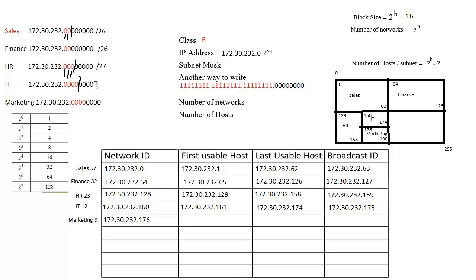The CIDR for the IT department will be changed. So how many bits are we using for network now? Here is 24 bits and here 4 bits, so 28 bits for IT. So this will be CIDR 28.